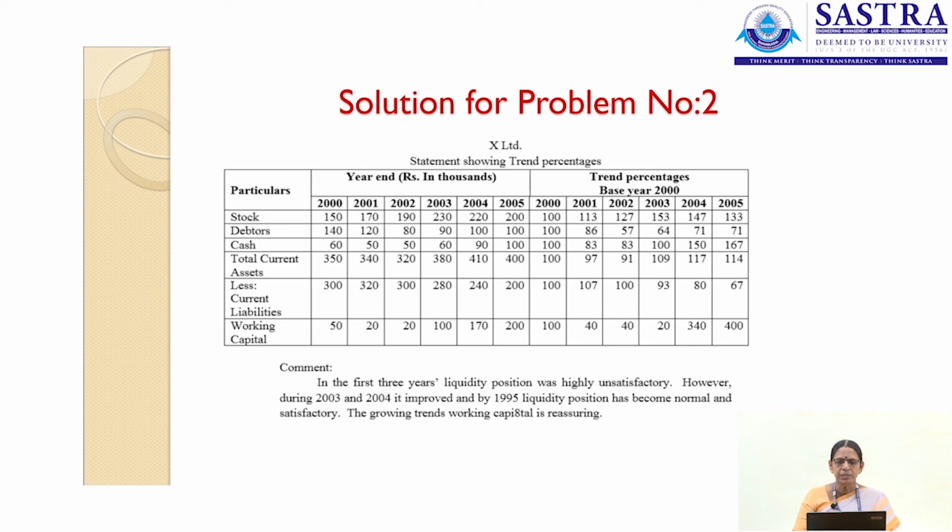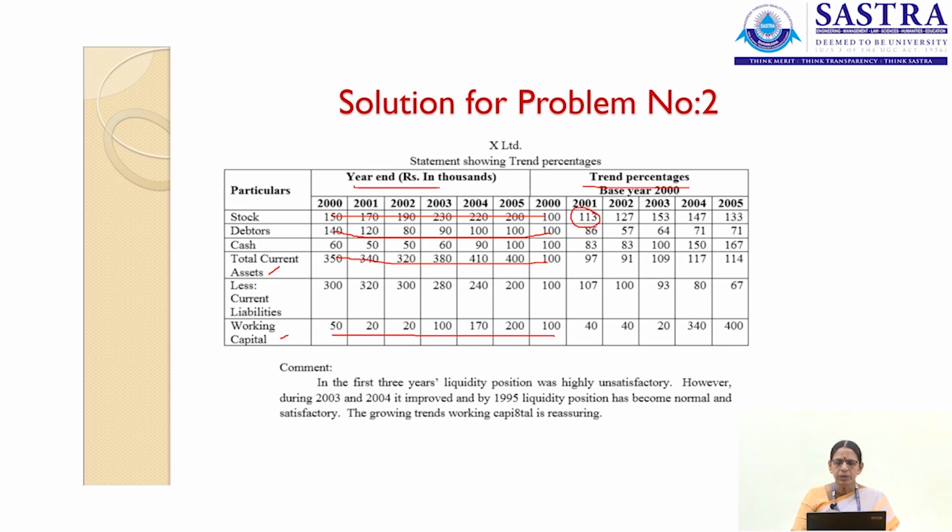Statement showing the trend percentages. Again, as usual in the previous problem, we can say all these items are said to be year-end items and all these items are said to be the base year items. We have stock, debtors and cash, we have the total current assets, less current liabilities, we can have a working capital. Again, all your 2000 figures are taken as 100. The same way, this 100 is equated to this 150, this 100 is equated to 140. Again, the same way this is equated here.